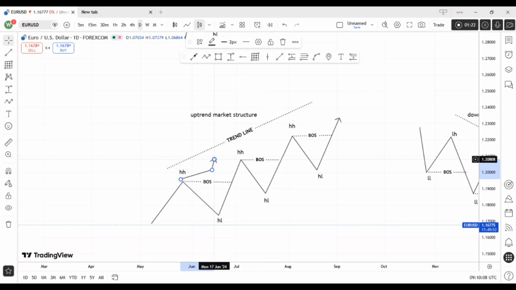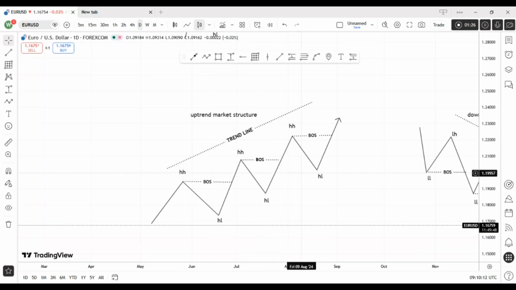In this market structure, buyers are high. Buyers are in control of the market. What we mean in this market structure is that we are likely to look for more buys than sells. So higher highs are formed with higher lows.